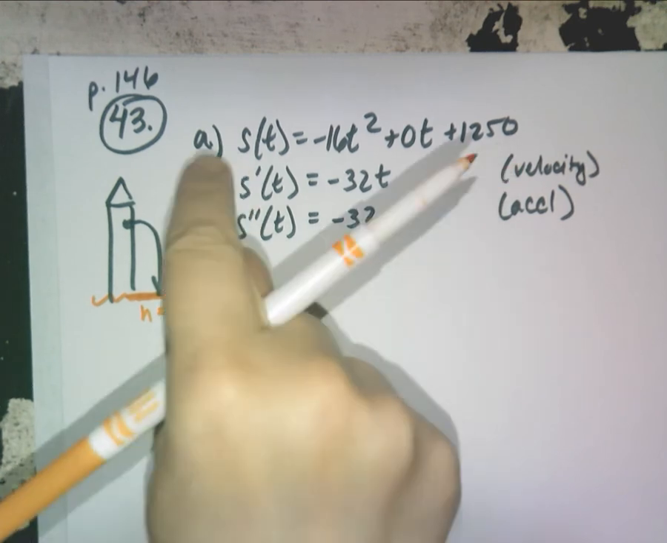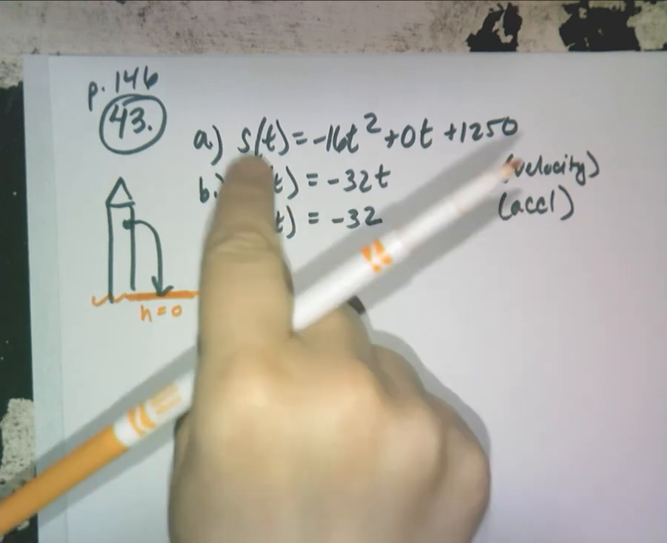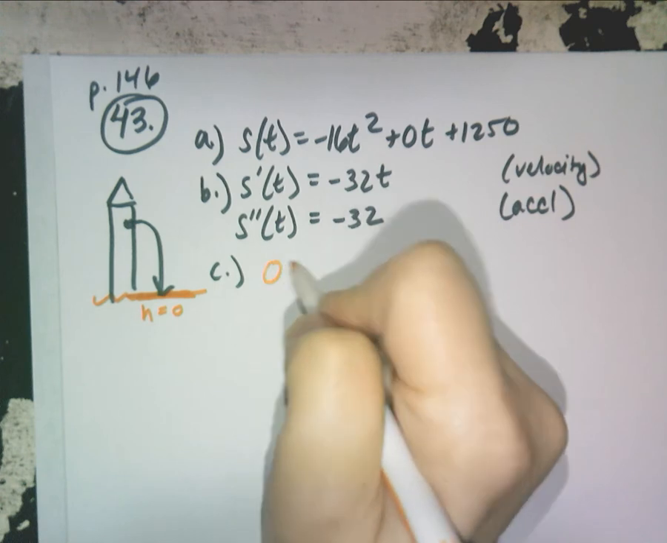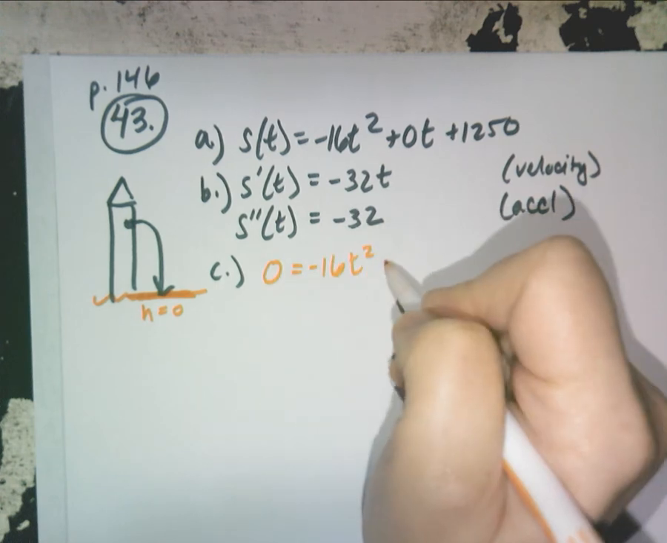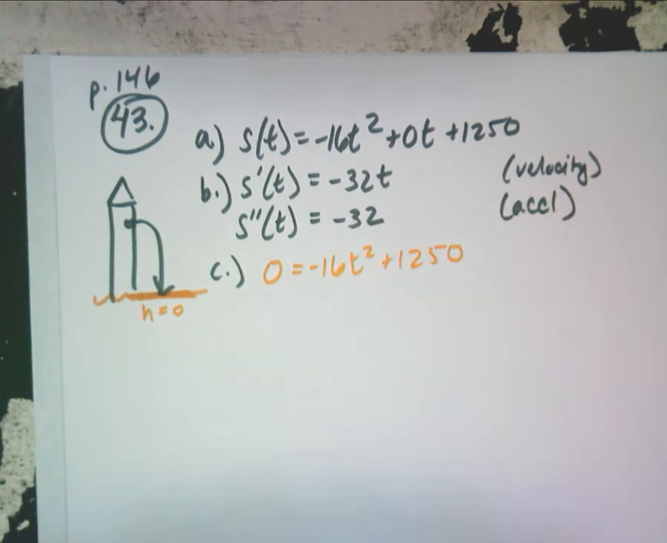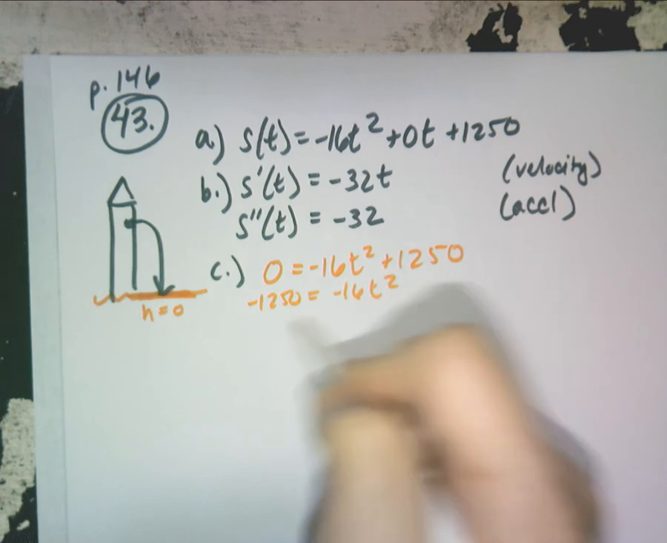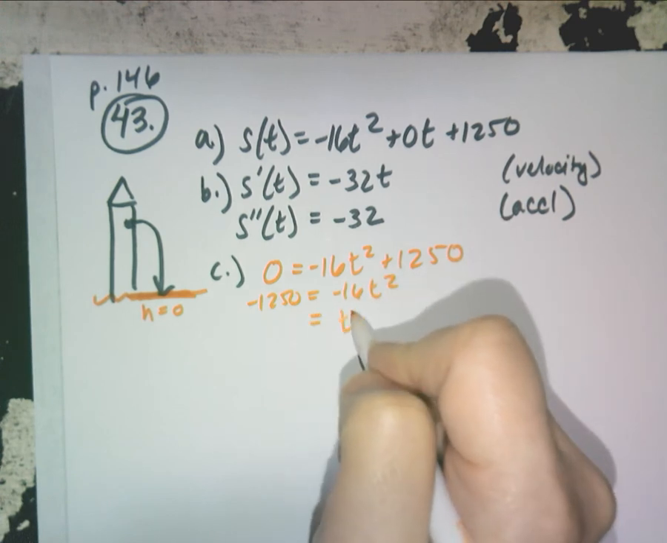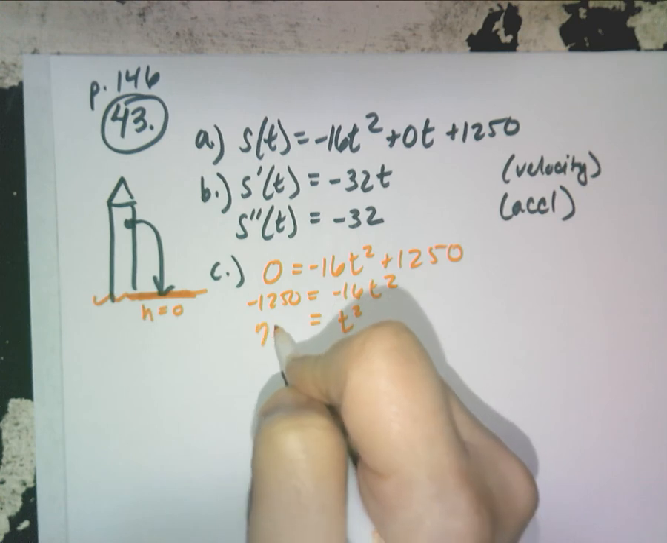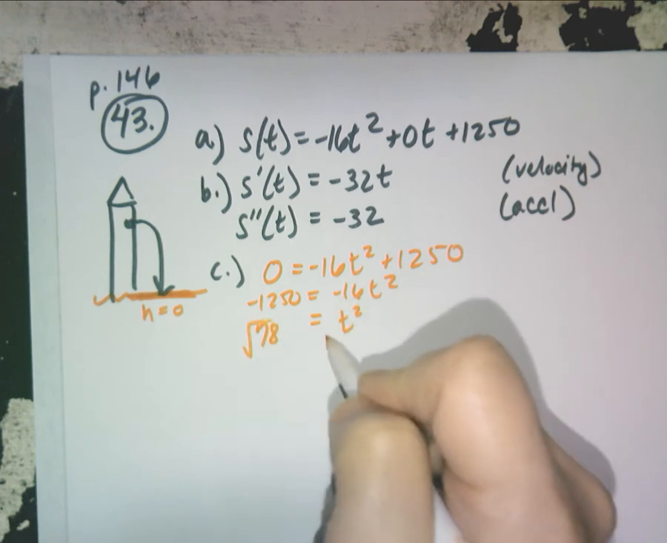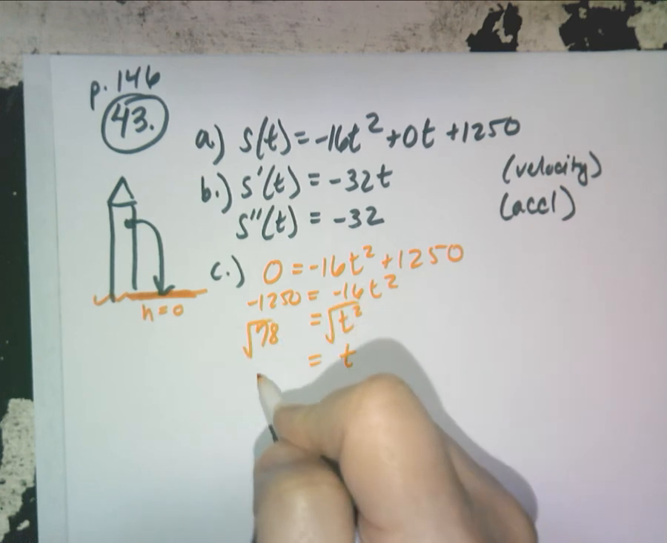Position, the S function. I'm going to set this equal to 0, this is my position, and I'm going to solve that equation for t. Negative 1250 equals negative 16t squared, divide by negative 16. You are going to square root it, and you're going to end up with plus or minus roughly 8.8.